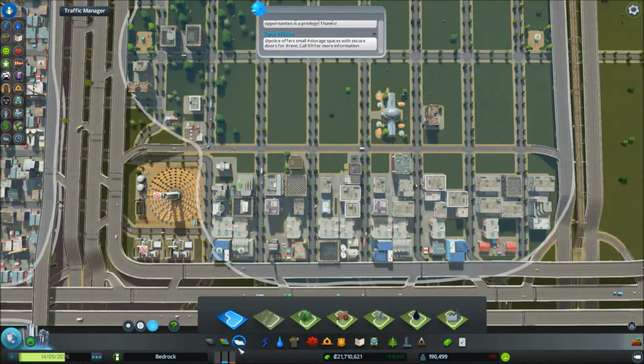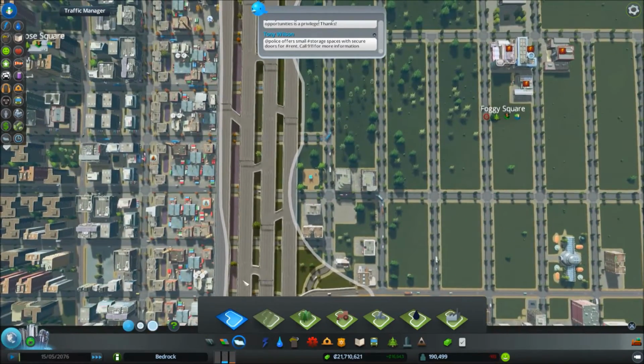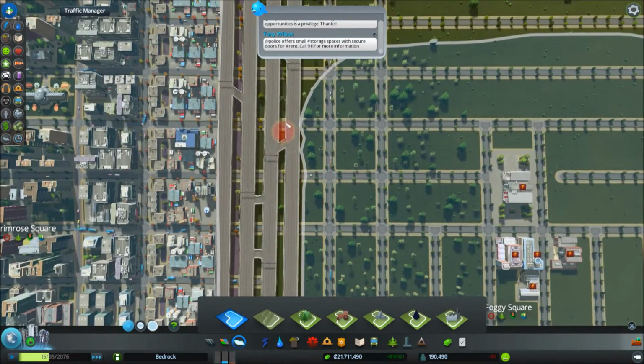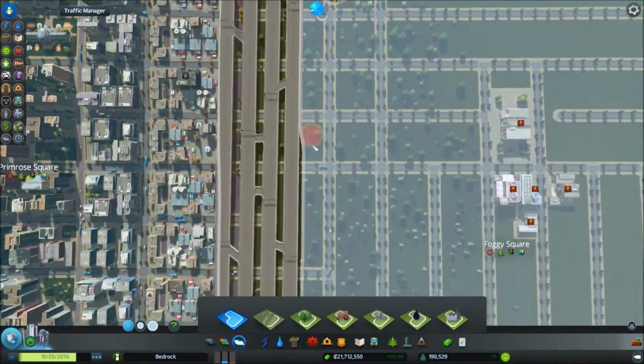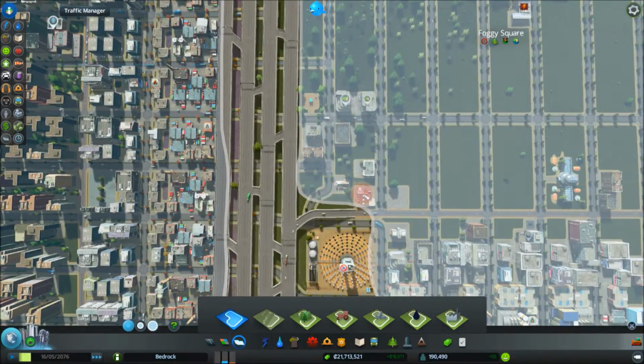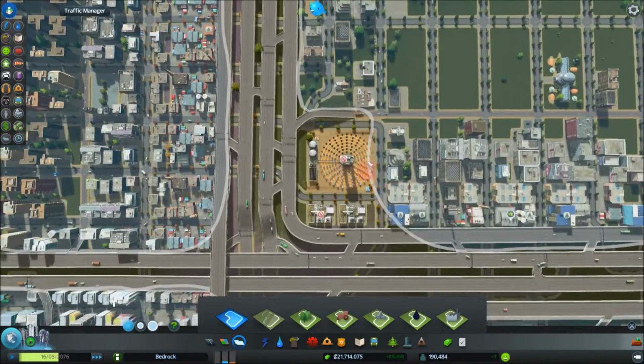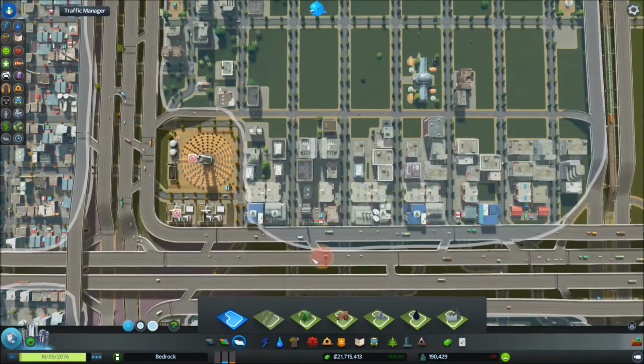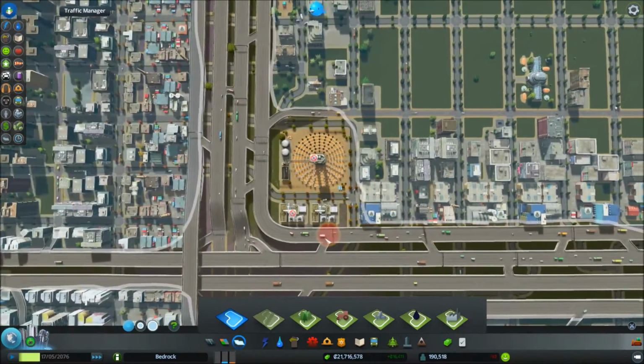So this looks fine. Maybe a little bit of tuning for the edges. Okay, and then like this, like this.